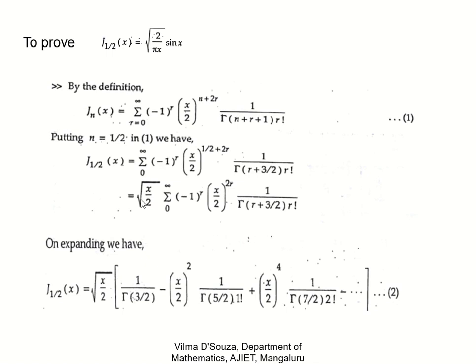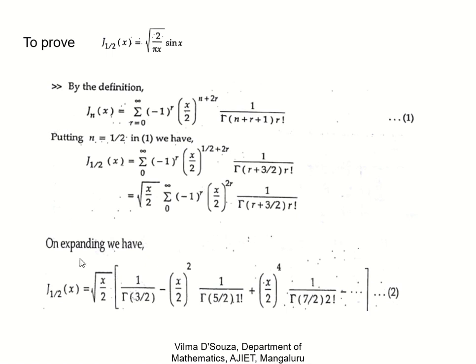Or what I have done in the next step is this x by 2 to the power half, that is independent of this summation in terms of r, right? So x by 2 to the power half, I have taken it out. X by 2 to the power half, summation minus 1 power r x by 2 to the power 2r into 1 by gamma r plus 3 by 2 into r factorial. I have only taken out x by 2 to the power half. The remaining terms I have written as it is.